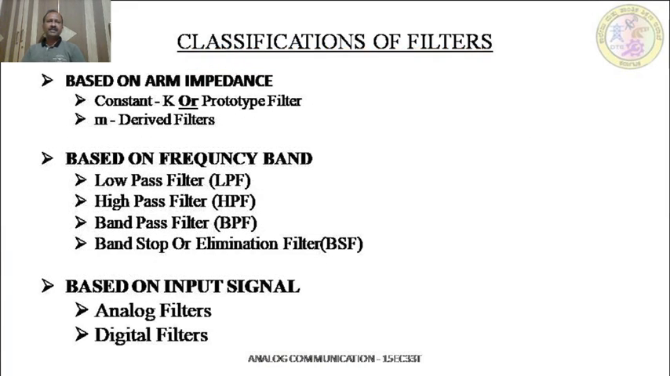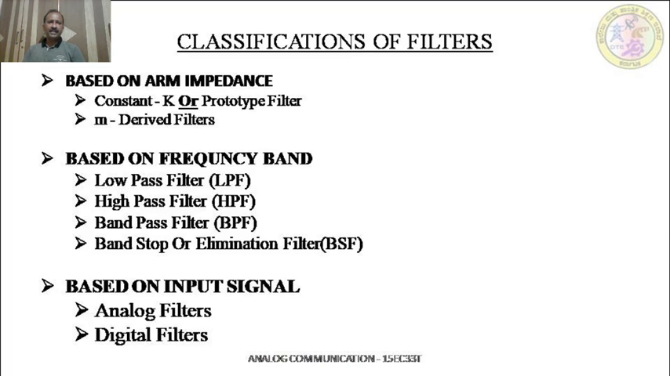Next, classifications of filters. You can classify filters into so many categories. Some of the categories are shown here. You are going to see or study them one by one. Based on arm impedances, you can classify filters into two categories. One is called a constant K or prototype filter and the other is the M derived filter.